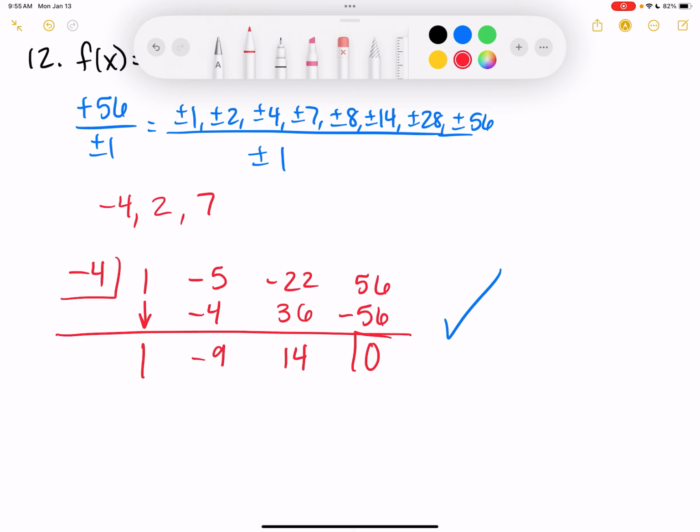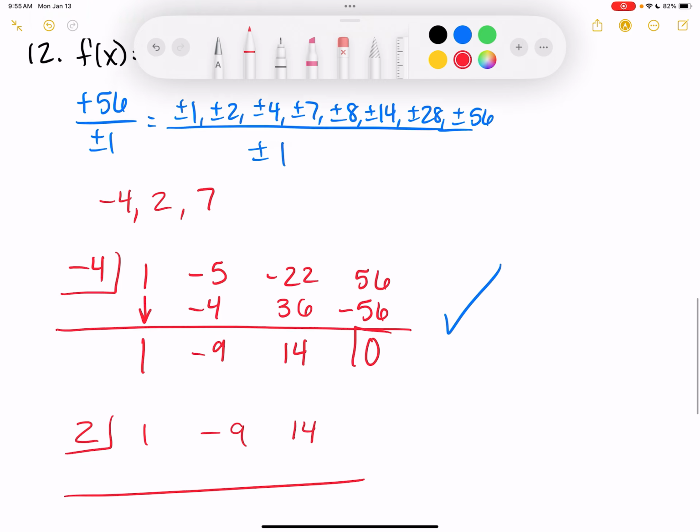The farther we go with this stuff, you're going to want to work down, because we're going to be trying to write this as a set of factors. That is not what we're doing in this section, but if you want to get used to it, you can. So I'm going to use 2 now with the numbers that are left over: 1, -9, and 14.